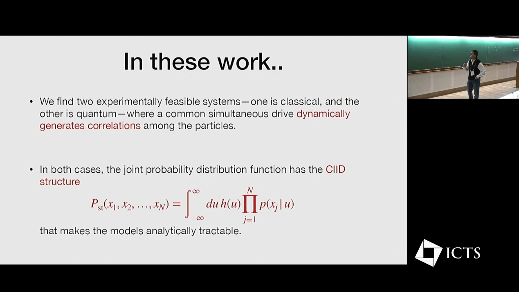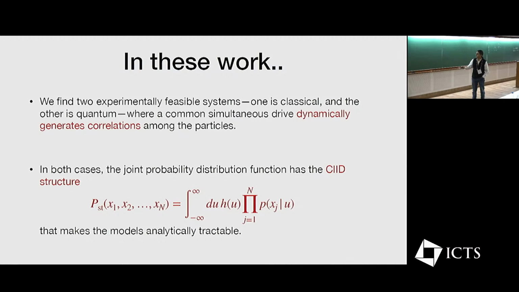So these are dynamically generated correlations. In both cases, the joint distribution had this CIID structure. If I remind you, CIID means an IID structure inside an integral with respect to some parameter u, and then you average with respect to this parameter, h of u. This h of u depends on what kind of model you are looking at.